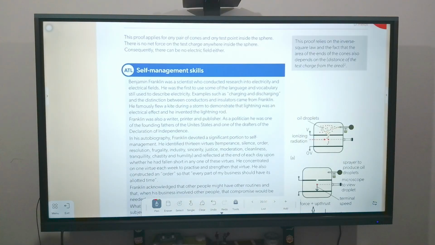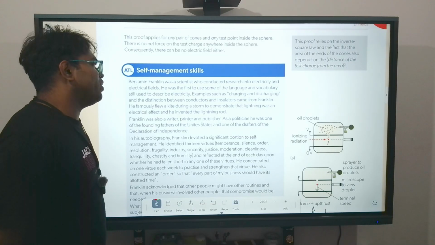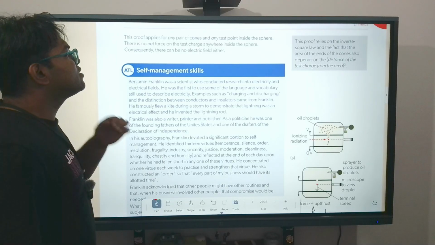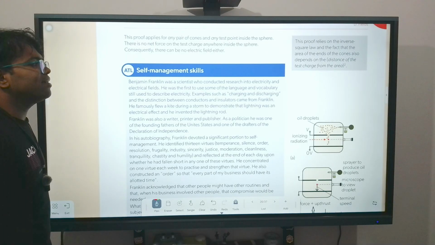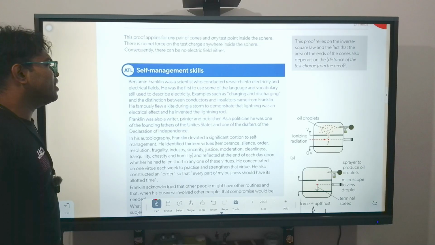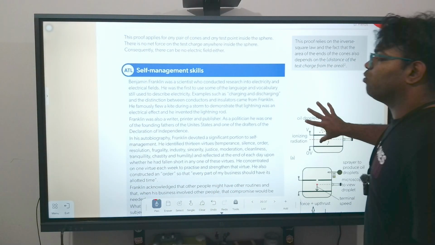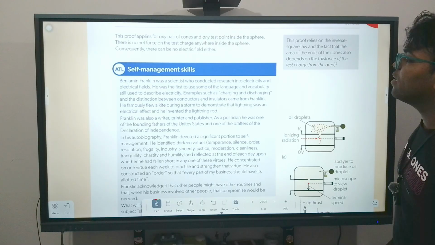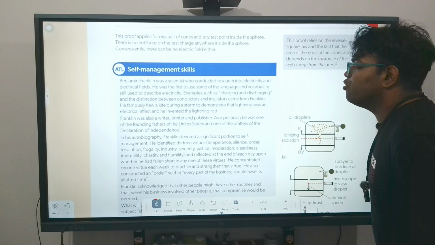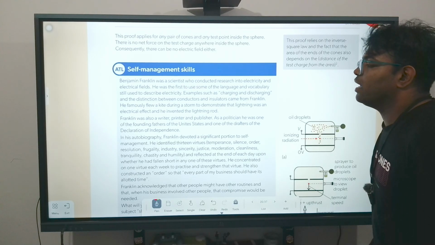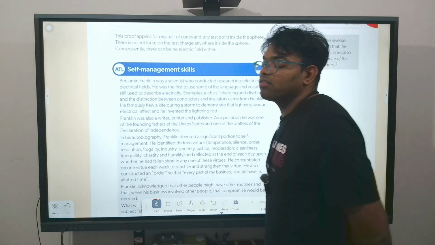Okay, let's actually read this. Benjamin Franklin was a scientist who conducted research into electricity and electric fields. He was the first to use some of the language and vocabulary still used to describe electricity. Examples such as charging and discharging and the distinction between conductors and insulators came from Franklin. He famously flew a kite during a storm to demonstrate that lightning was an electrical effect, and he invented the lightning rod.